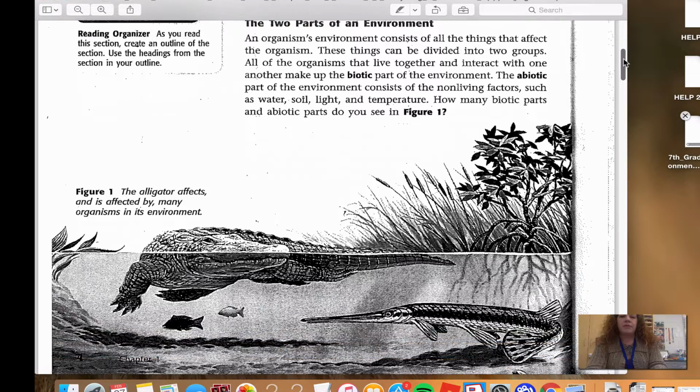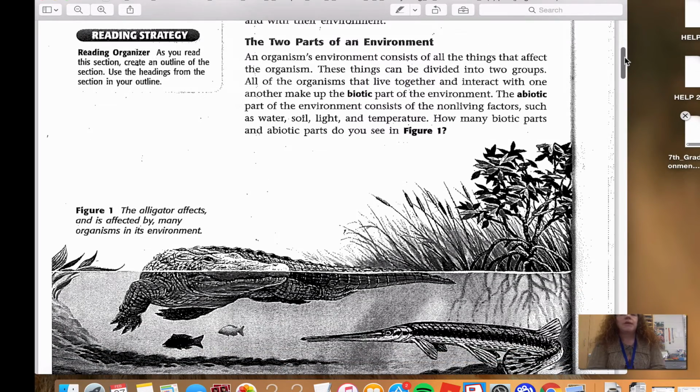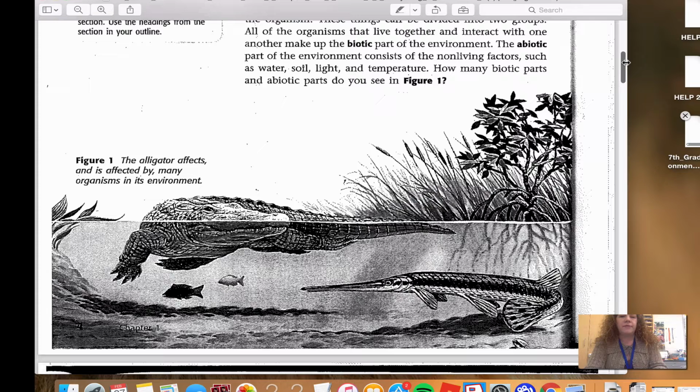The two parts of the environment. An organism's environment consists of all things that affect the organism. These things can be divided into 2 groups. All of the organisms that live together and interact with one another make up the biotic part of the environment. The abiotic part of the environment consists of non-living factors, such as water, soil, light, and temperature. How many biotic parts and abiotic parts do you see in Figure 1?